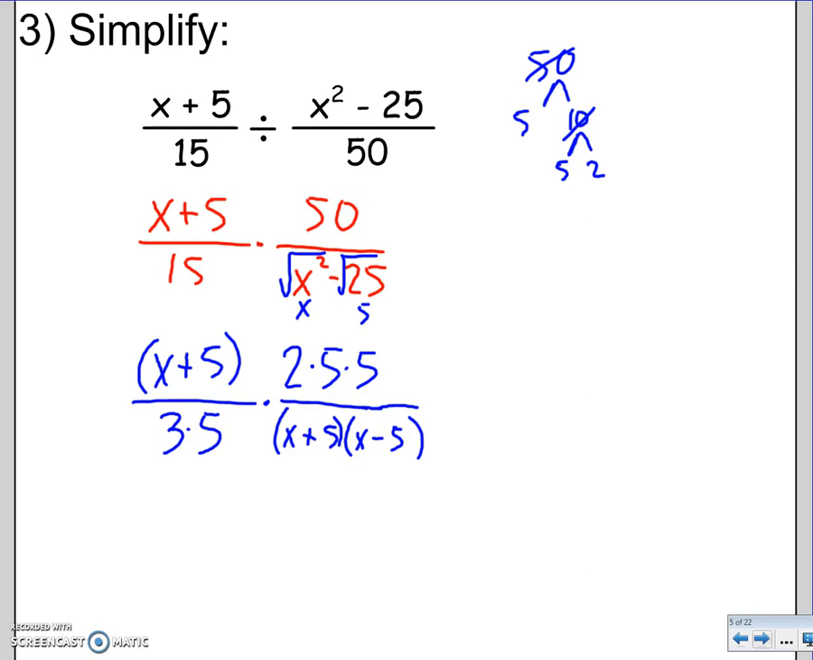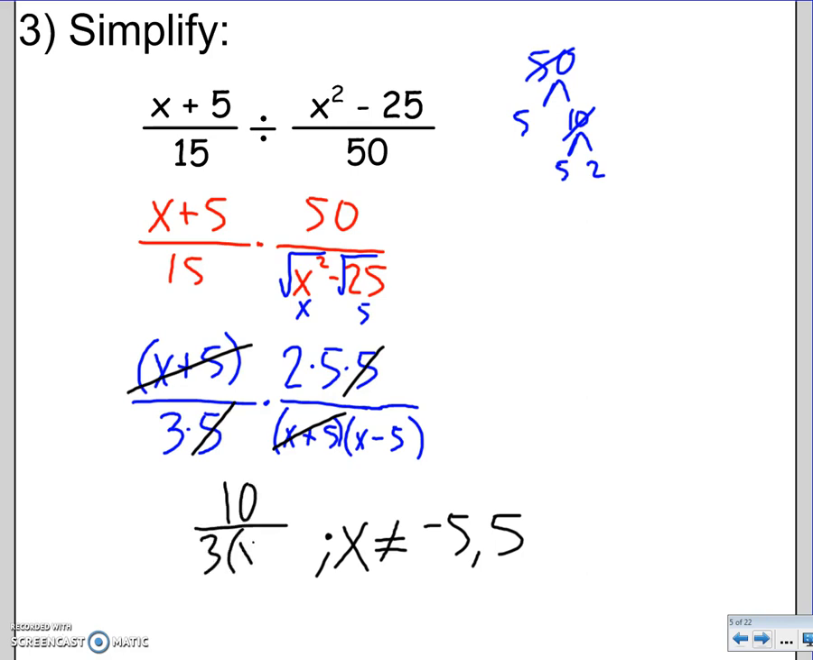Looking at the bottom, I skip the 3 and 5 because there's no letters there. But I see that next to x, it cannot be negative 5 or positive 5. I just change the sign and divide. And divide 1 doesn't do anything. And last, I cross out x plus 5, x plus 5. All that's up on top is 2 times 5, which is 10. On bottom, it's 3 parentheses x minus 5. That's the answer there.